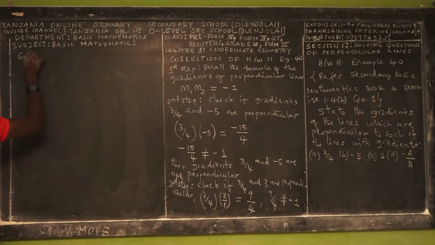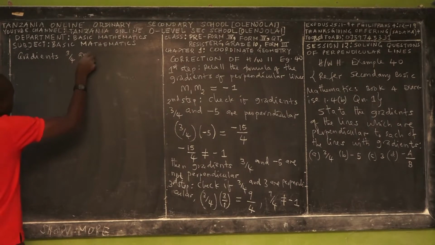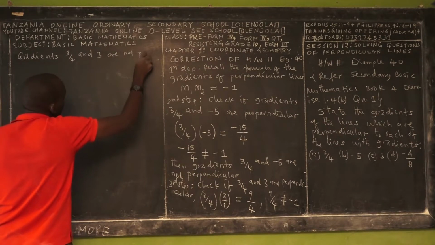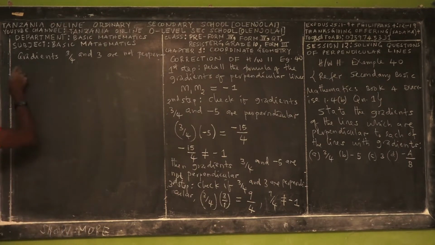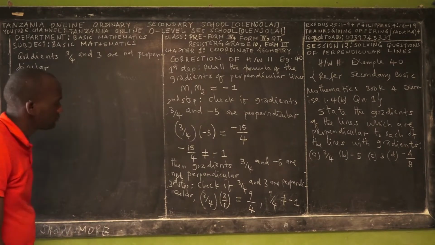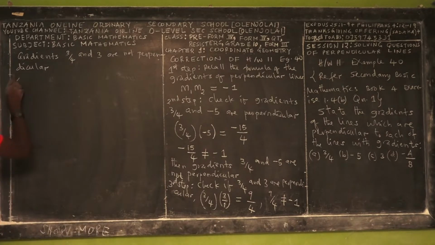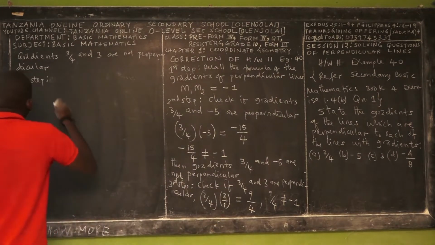So therefore gradients 3/4 and 3 are not perpendicular. So then we go into the first check. So the first step. So let us check.